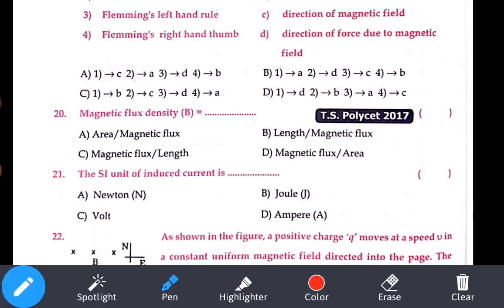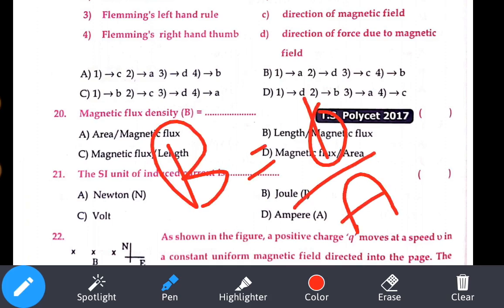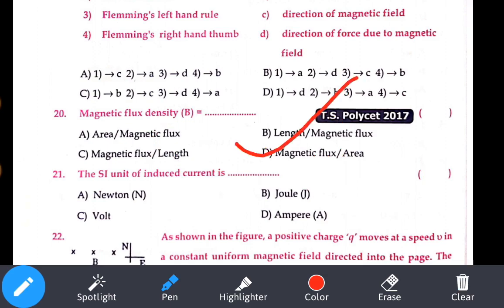Let's see the next one. Magnetic flux density. Magnetic flux density formula is what? Phi by A. Phi is measured in what? Weber. Area is measured in meter square. Weber per meter square. So phi means what? Magnetic flux. Flux by area. Option number D is our answer.